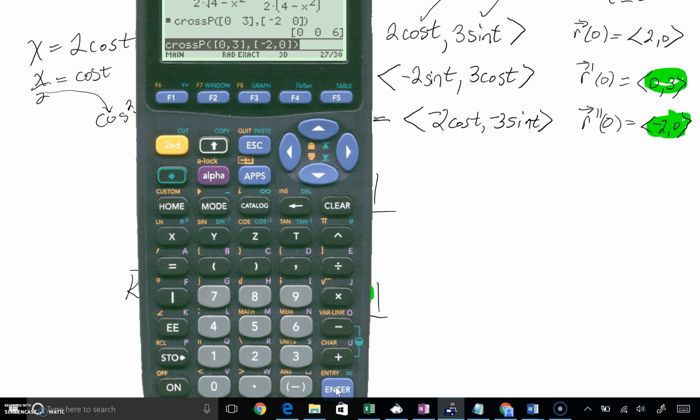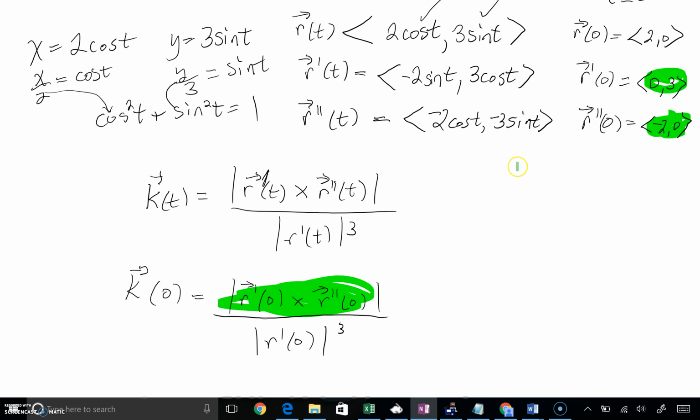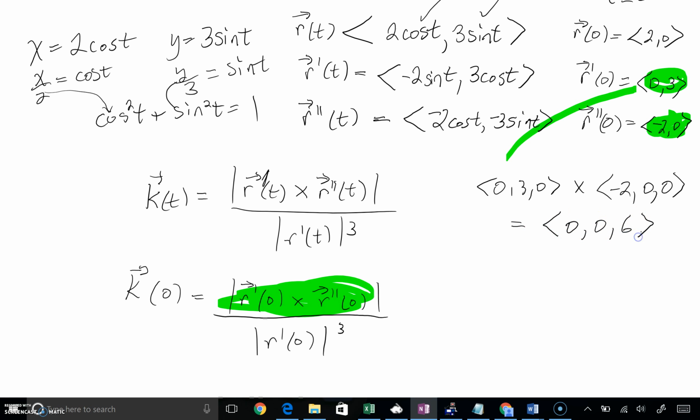you can see as you try to compute that, what's surprising is you get a 006. Now, it's important to note that the calculator has definitely interpreted that as actually being like the vector 0, 3, 0 crossed with negative 2, 0, 0. So what are we getting at? We're seeing that that thing would equal 0, 0, 6. Wow. So, it's like 0i plus 0j plus 6k, evidently.